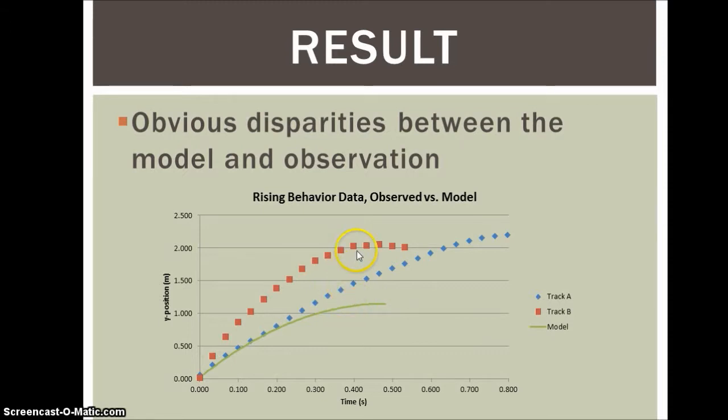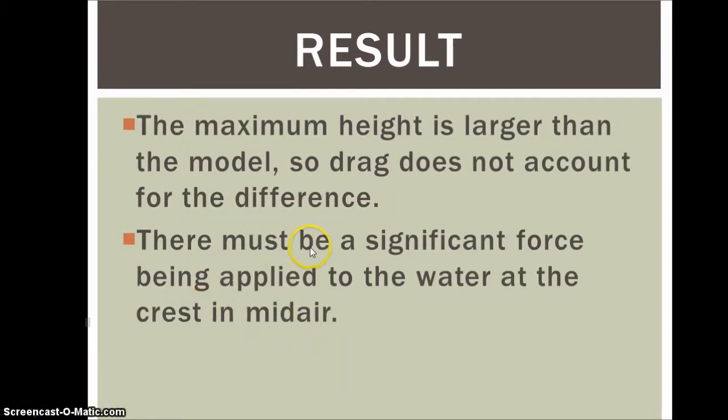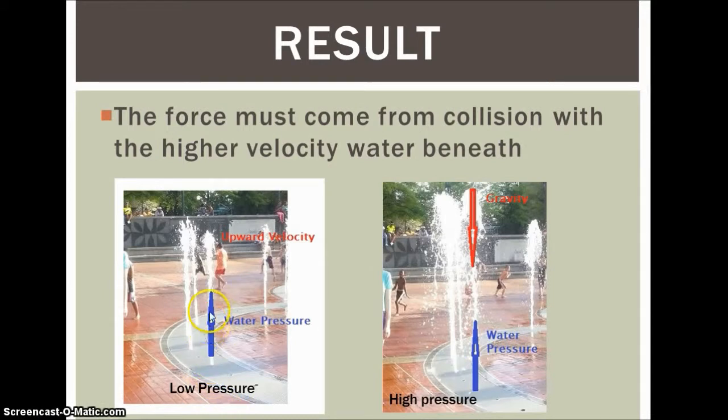So what is it that causes this actual height to be so much higher than this maximum? Why does it take so much longer to attain it? The data suggests that there must be a significant upward force being applied to the water at the crest in midair. The initial velocity the jet started out with just didn't give it the kinetic energy to reach the height that it eventually did. That extra height must be given by higher velocity water coming down and pushing the initial water up. Strictly by observing motion, we've been able to deduce something about the pressure in the nozzle.